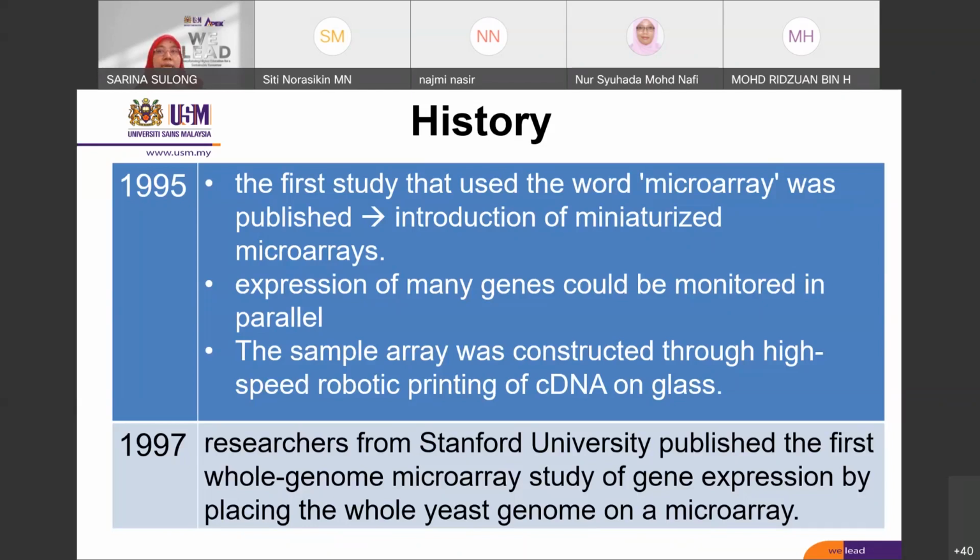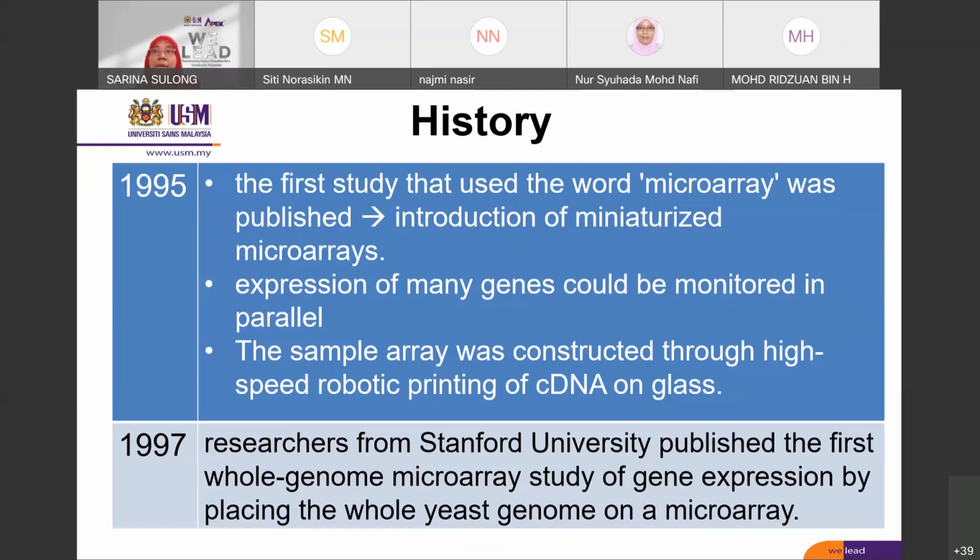In 1995, the first study that used the word microarray was published, which was the introduction of miniature microarrays. In this study, the expression of many genes was monitored in parallel, and the sample array was constructed through high-speed robotic printing of DNA on glass. So you can just imagine only one glass slide, like what they use in pathology, where you can put a lot of DNA information on the slide.